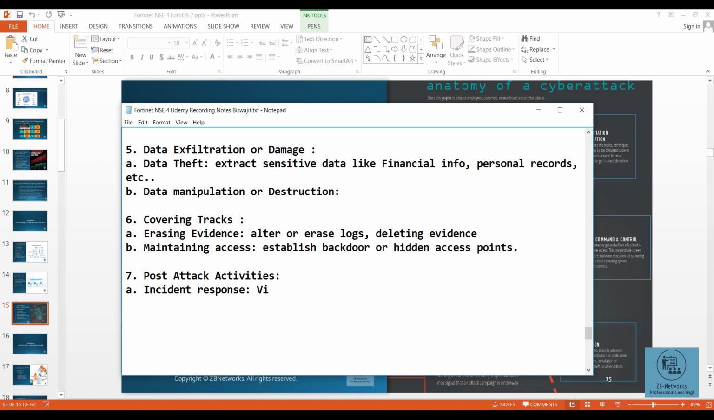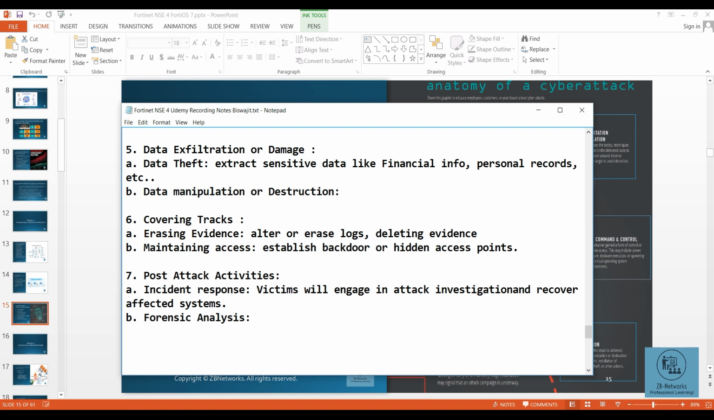So the victims will engage in attack investigation and recover the affected systems. Step number B in this stage would be conducting forensic analysis.